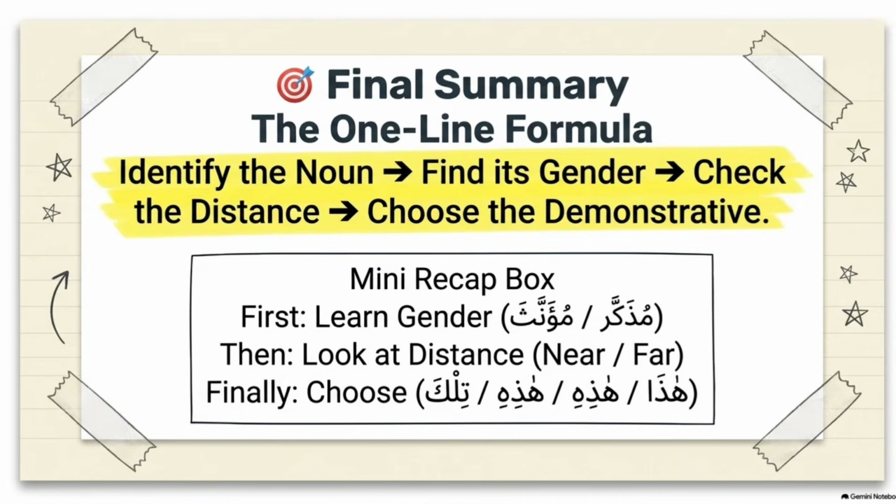To wrap up our explainer today, let's look at this final summary. If you take away just one thing, make it this one-line formula. Identify the noun, find its gender, check the distance, and finally, choose the demonstrative. Arabic grammar is incredibly logical. It's really just a matter of following the steps. You learn the gender, muthakkar or muannath, you check the distance, and you pick hatha, hathihi, dhalika, or tilka. It is simple, it is structured, and it is entirely within your grasp.